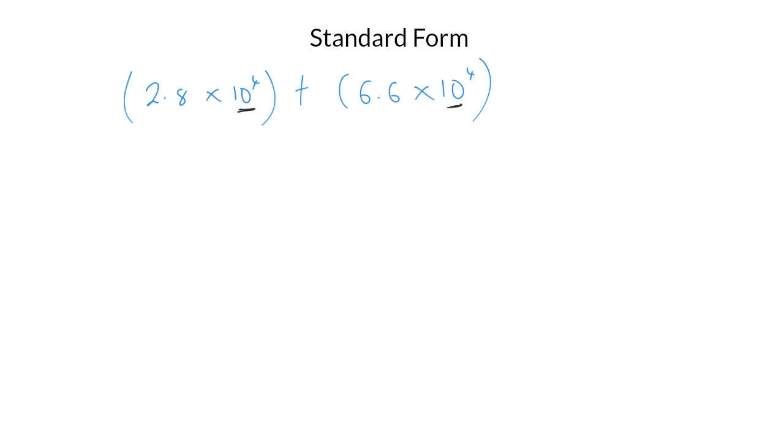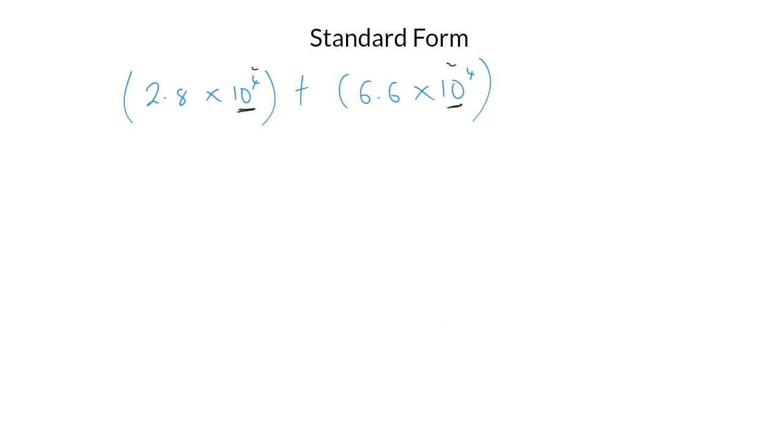So the first thing you want to do when adding or subtracting numbers in standard form is to ensure that the powers of 10 are the same. For example, in this, we have 10 to the power 4 and 10 to the power 4. They are the same. Now, if they are the same, what should you do? The next thing is to add or subtract the front numbers. If it is subtraction, you do the subtraction. But if it is addition, you just add them together. And afterward, if the answer needs to be converted to standard form, you have to do that like we've been doing before now.